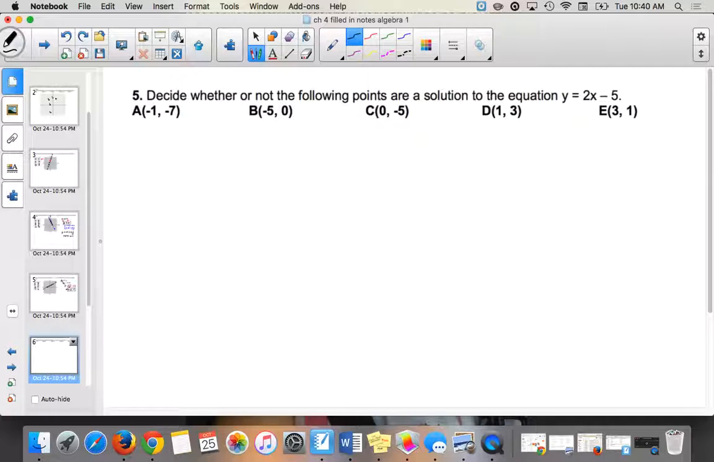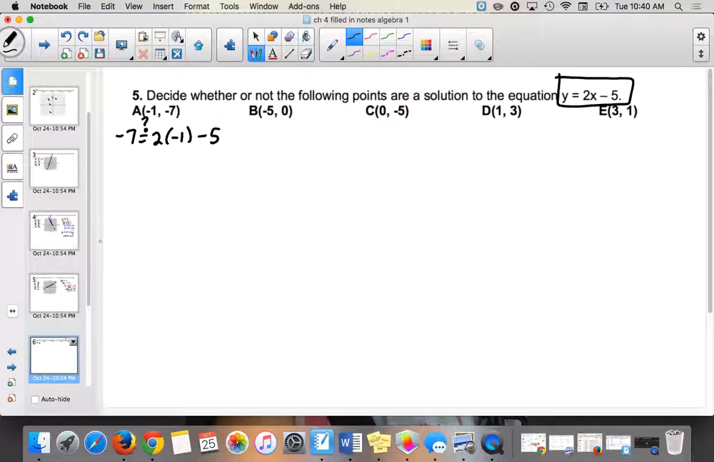All right, so decide whether or not the following points are solutions to the equation. So if I have y equals 2x minus 5, let's decide if these points work in the original equation. So if I plug in negative 1, do I get negative 7 out? So let's try. If I plug in negative 1 for x, I want to see if this makes a true statement. So a lot of times if I'm seeing if it's a true statement, I put a little question mark over my equal sign because I'm not sure. So I plugged in x equals negative 1 and I plugged in y equals negative 7. I want to see if it's true.